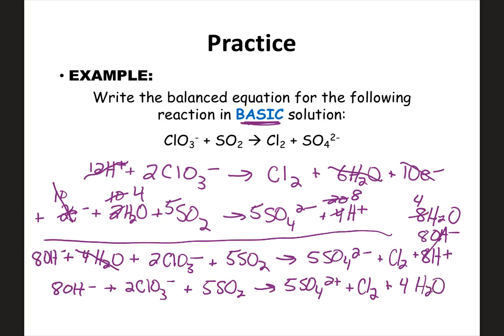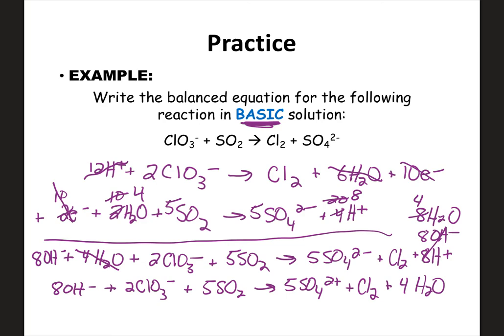So we had to do that last step with the OH minus here because it said it was in basic solution. But pay attention to that. You add the same amount of OH minus to both sides to make your H plus go away, but they become water, and you might have to cancel water on the other side as well. So this is a pretty good example here of a redox reaction. Definitely need to know those steps.